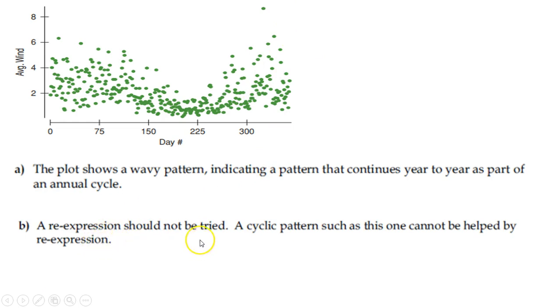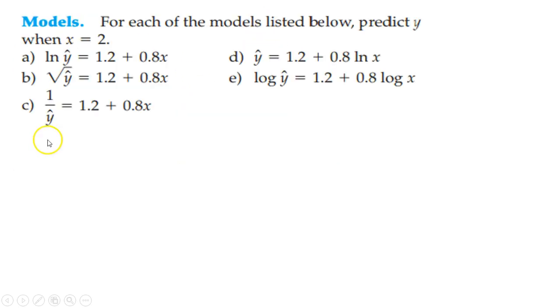Then it says re-expression should not be tried, because a cyclical pattern such as this one cannot be helped. When you're seeing an up and a down, oftentimes there isn't anything you can do to change that pattern if it's a cycle. If we started over, it would probably go up and down again, because it's probably associated with the times of the year. It dips down around 150 days in, which is around the summer. The winds aren't as nasty as they probably are in the spring and the fall.